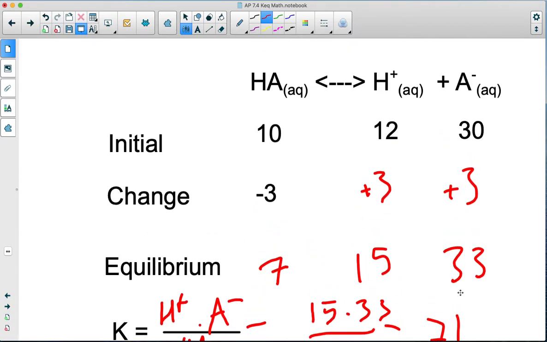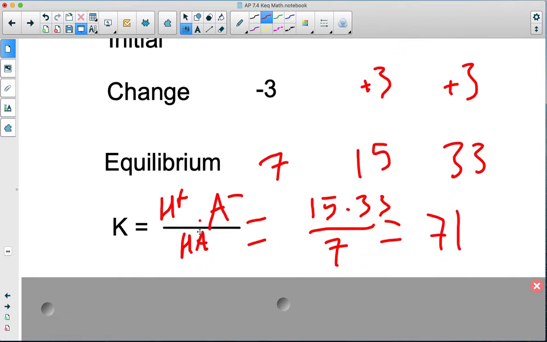This is your classic ICE problem. They gave us some initial information. They gave us some change. We're using that to predict the change of other things to get the equilibrium amounts, putting those into our friendly equilibrium expression, and then you've got this. Smile and nod. 3, 2, 1.